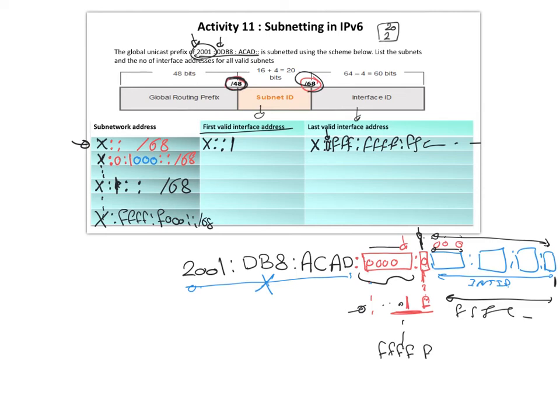So the second subnetwork, we have X, and then colon 0, colon, we have 1000. All zeros except the last one. Colon, all zeros except the last, so it's colon, colon, 1. So it's getting trickier and trickier, right? Then the last one will be X and then colon 0, colon, this is 1, 1 and then all Fs, 3 Fs, and then all Fs all the way to the end.